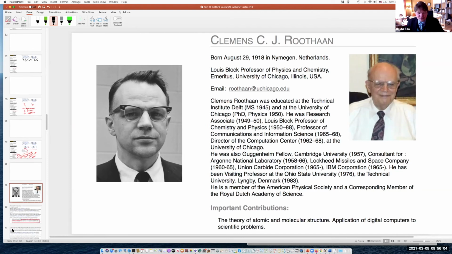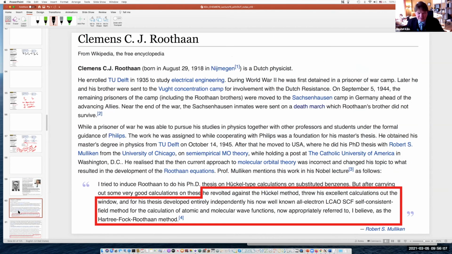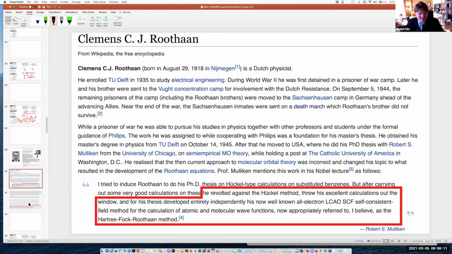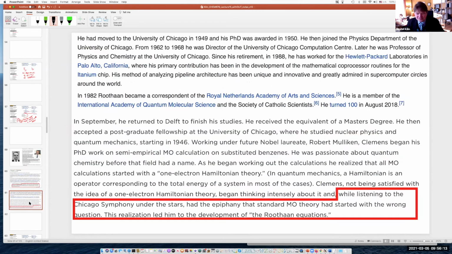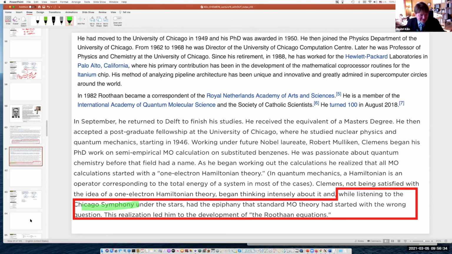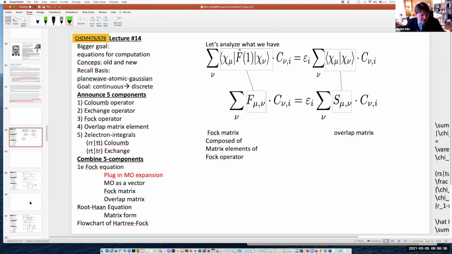So today we followed, and there are some details of his biography related with his inspiration from going to a symphony orchestra, and then after that deriving equations. So if you need to derive an equation, you need to go and listen to a symphony. It's a lesson from Dr. Roothaan.